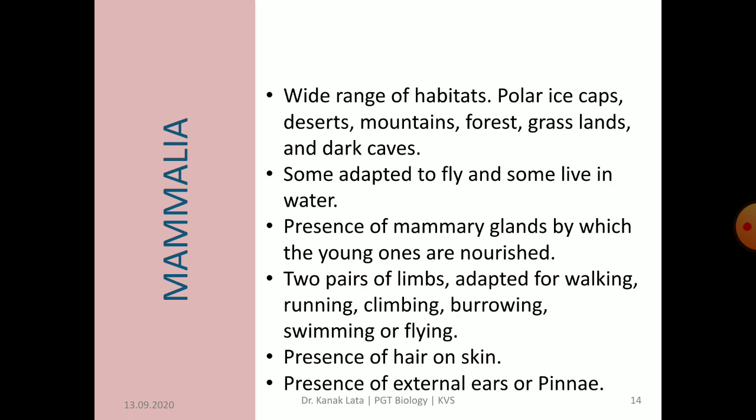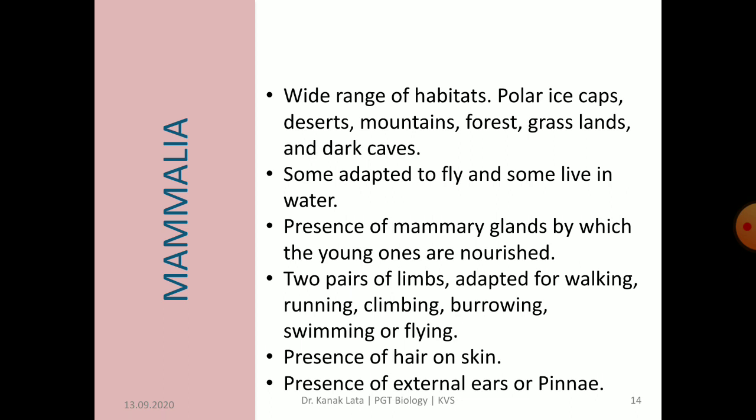Mammals are defined as hairy quadrupeds. Quadrupeds means that four feet are present, four limbs in total, that is 2 pairs of limbs. Their name refers to the milk-secreting mammary glands in females, by which the young ones are nourished. That is why they are called Mammalia. Due to the presence of mammary glands, they are named Mammalia.